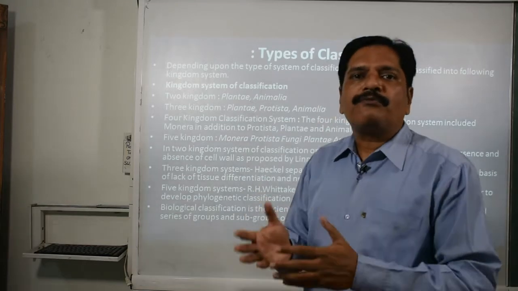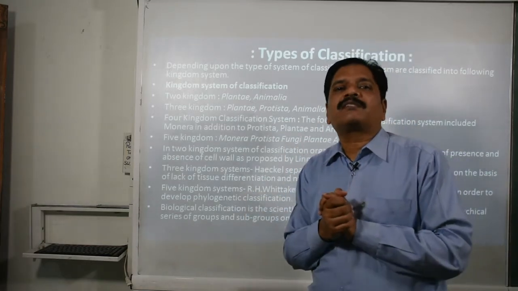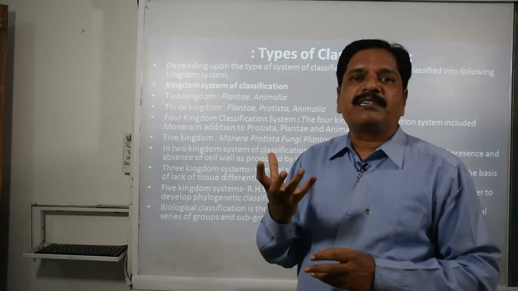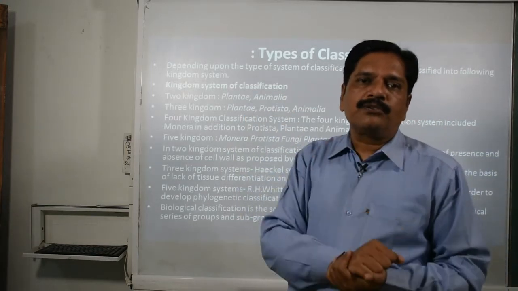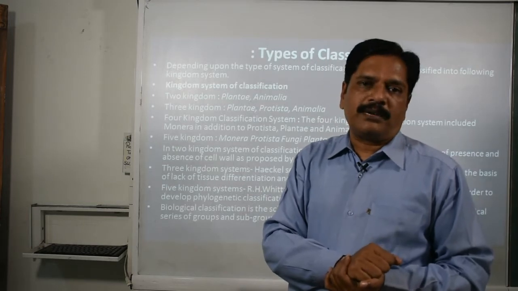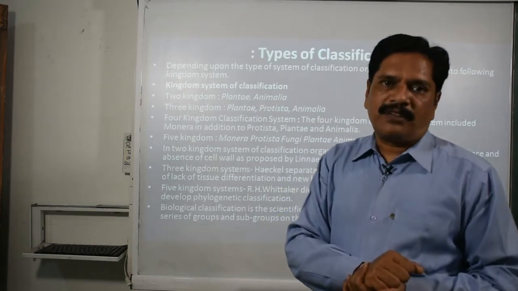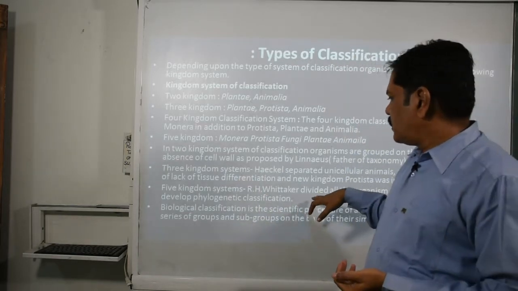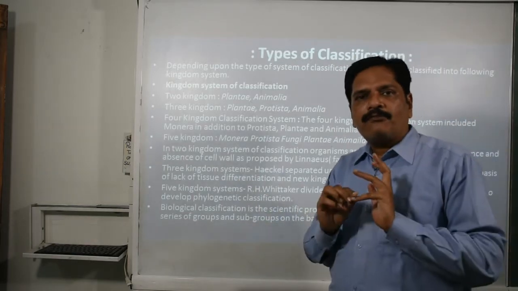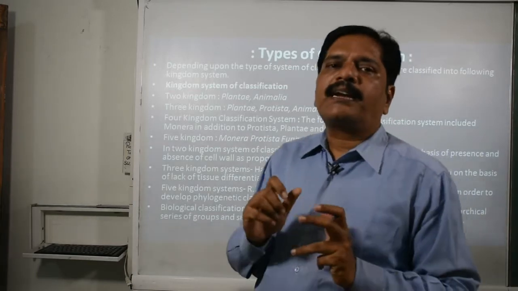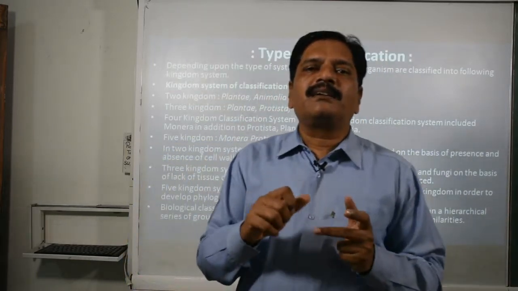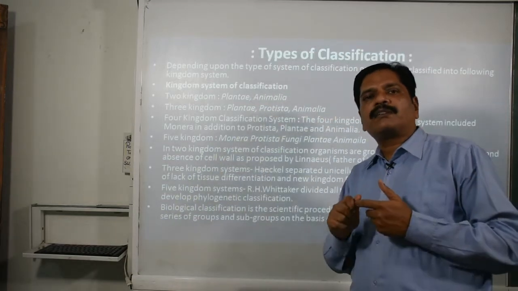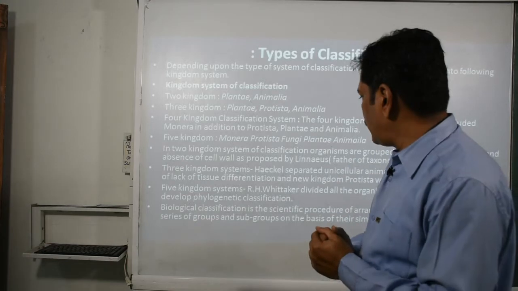So to overcome the drawbacks of this four kingdom classification, now R.H. Whittaker introduced the new system of classification, that is the five kingdom classification. Okay, in this five kingdom classification we observe that now there are five groups. The first one is the Monera, second is the Protista, okay, third is the Fungi, fourth is the Plantae, and fifth one is the Animalia.